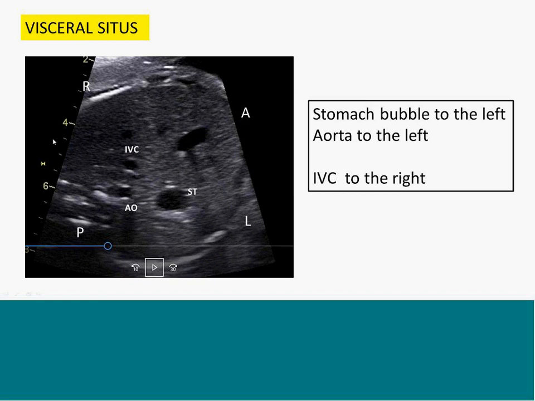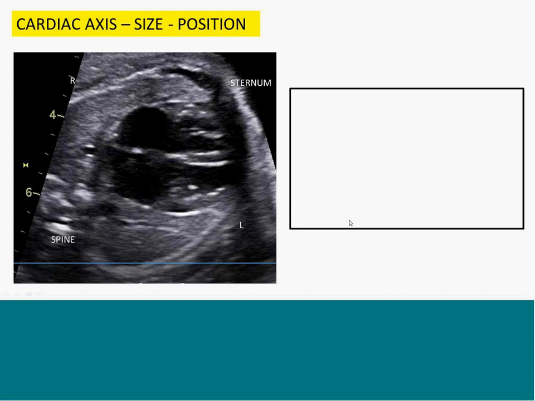In this figure, as we understand, this is posterior, this is anterior, which makes this as left and this as right. So you see that the stomach bubble and aorta are on the same side, and IVC is on the opposite side. So this gives understanding about the visceral situs. After that, we come back to the heart.